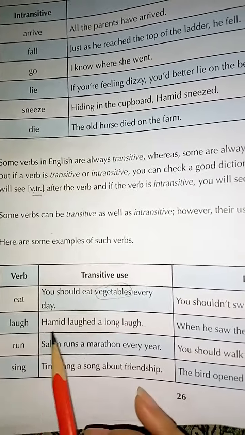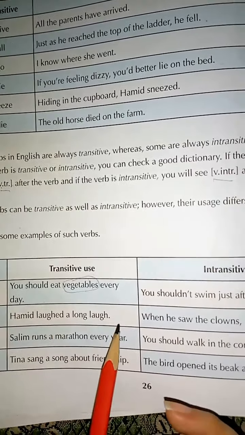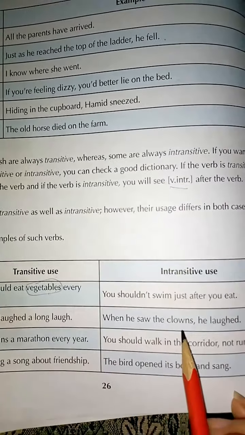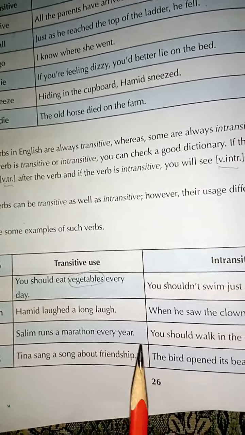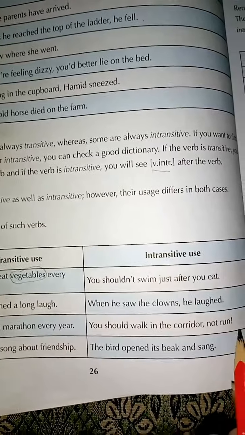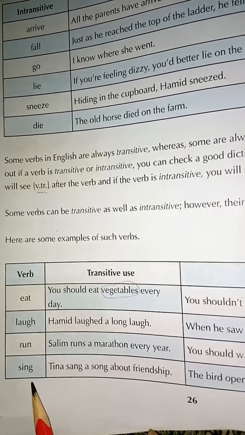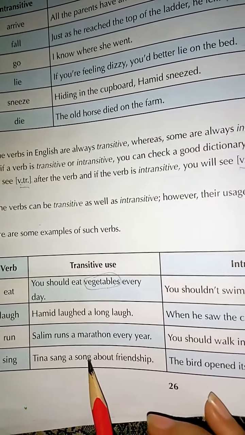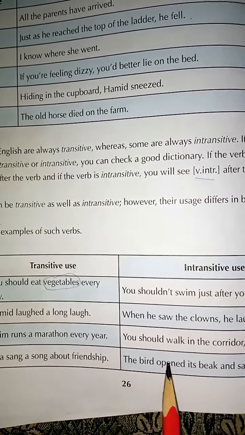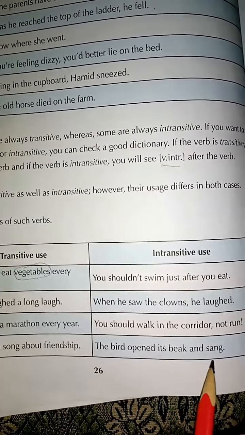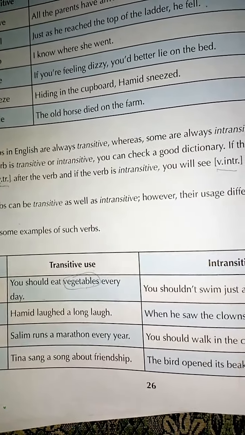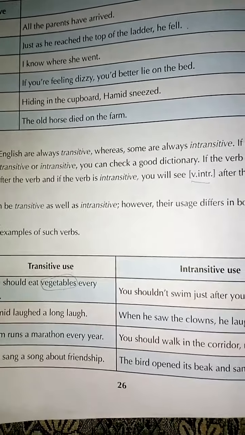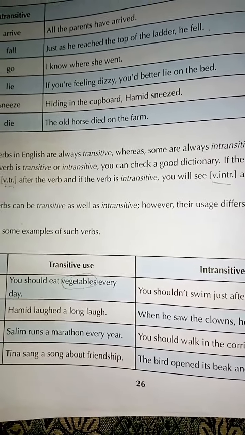Then laugh. Hamid laughed a long laugh. When he saw the clowns, he laughed. Run. Salim runs a marathon every year. You should walk in the corridor, not run. Sing. Tina sang a song about friendship. The bird opened its beak and sang. Okay, as you can notice the difference now.